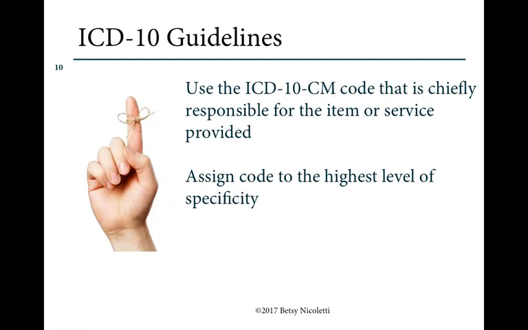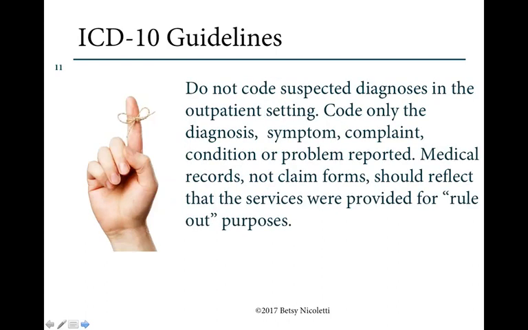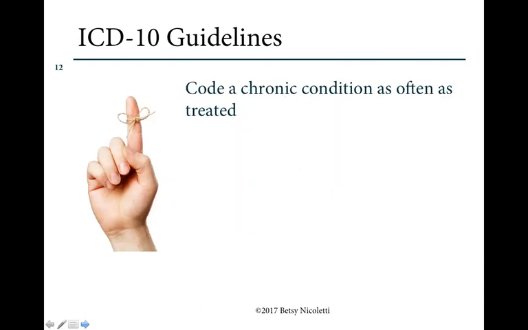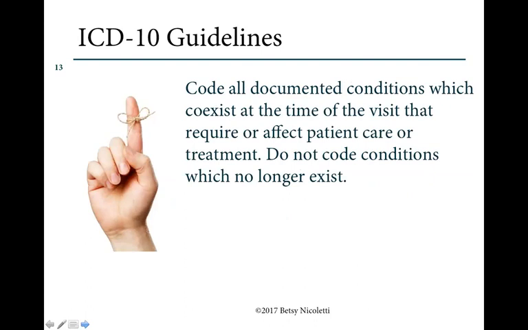We're going to follow ICD-10 guidelines, and then I'm going to give you some other principles that we're definitely going to pay attention to. We don't code suspected, possible, probable. We know that. We code the symptom. We code a chronic condition as often as treated. And we code all documented conditions which coexist at the time of the visit that require or affect patient care or treatment. So this is the guideline we want to keep in mind when we're thinking about risk-adjusted scoring. Code the documented conditions that you're managing that require or affect the care that you're doing. And we're going to see some examples of that.